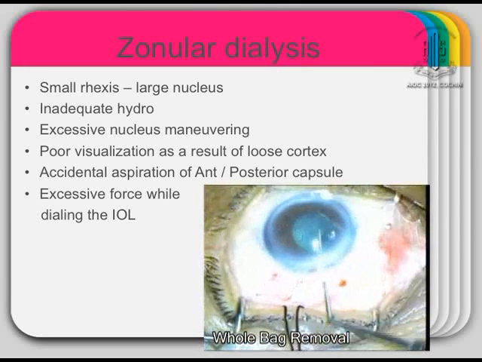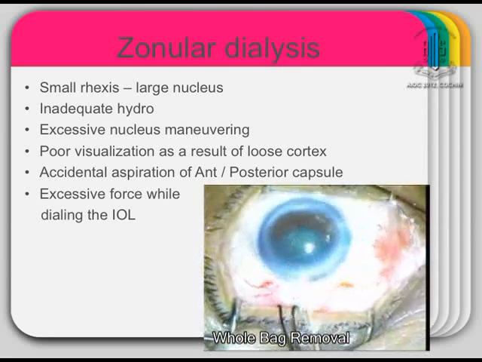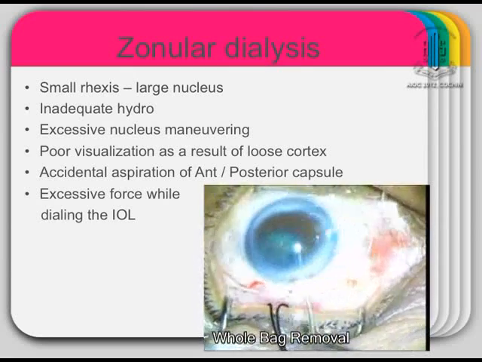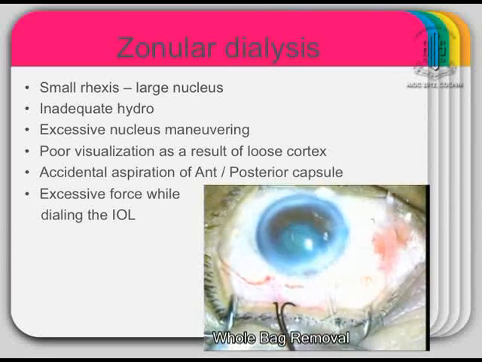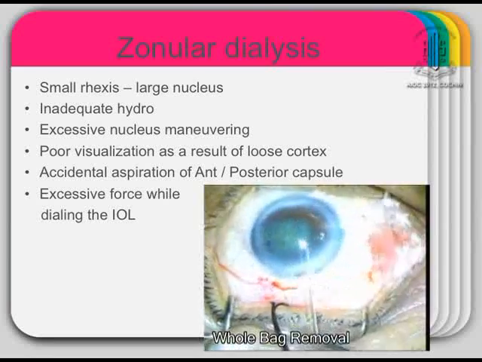This is a video showing a small pupil. A blind rhexis was done. We call it AMR, Andajma rhexis. We do the rhexis blindly. The rhexis was small, and when the surgeon was trying to prolapse the nucleus, he was having difficulty, and in that process, it eventually turned into whole bag removal.